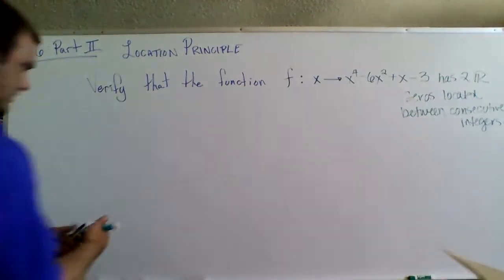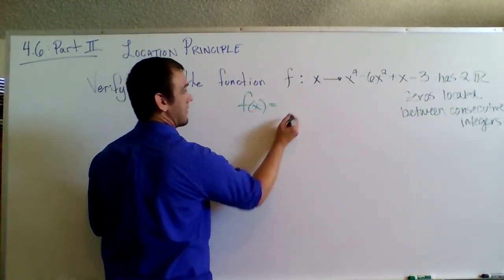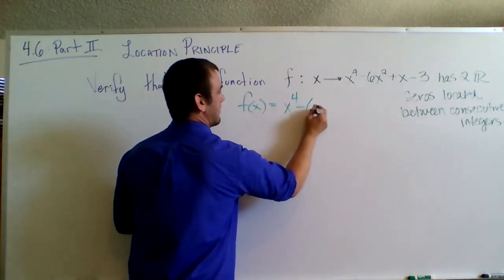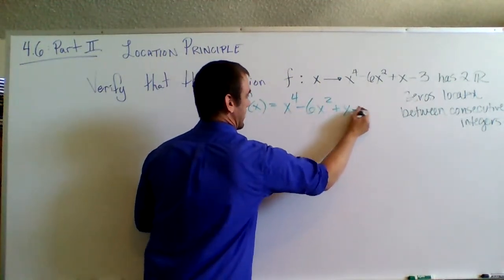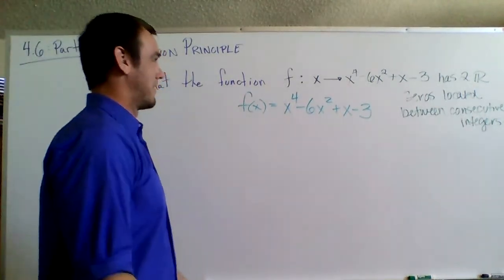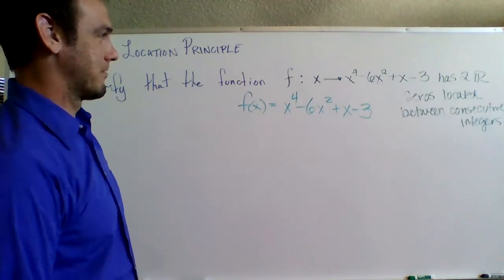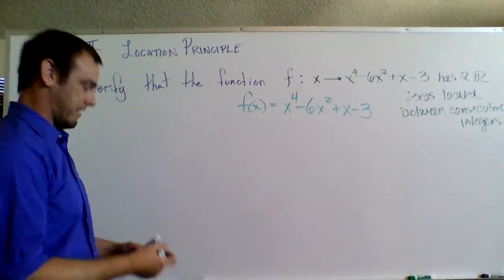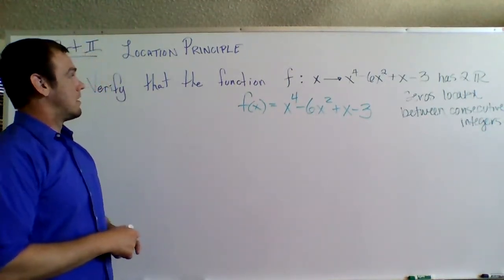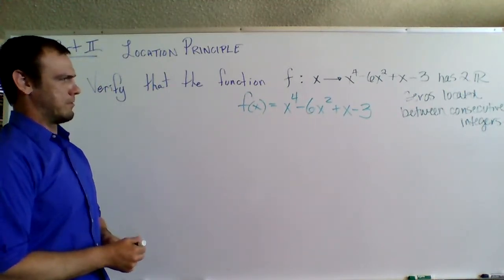So, glad you took all the time to write that down, because the first thing I'm going to go back and do is say f of x equals x to the 4th minus 6x squared plus x minus 3, because that's how normal people do this stuff. Has 2 real zeros located between consecutive integers. Alright. So what do you want us to do on this then?